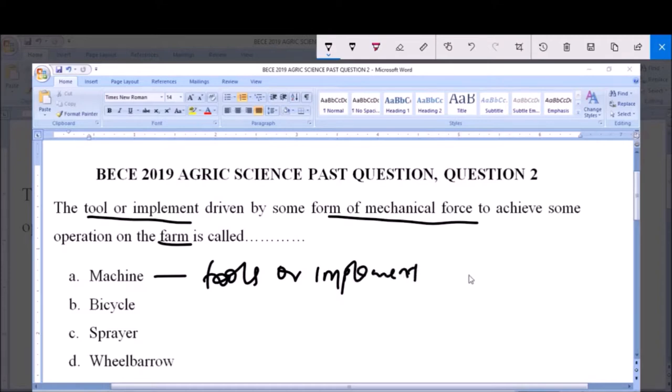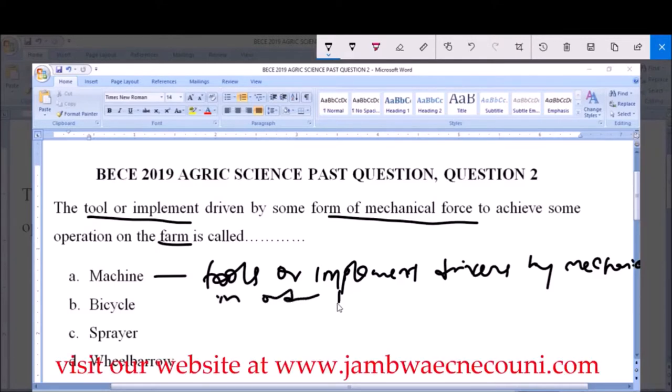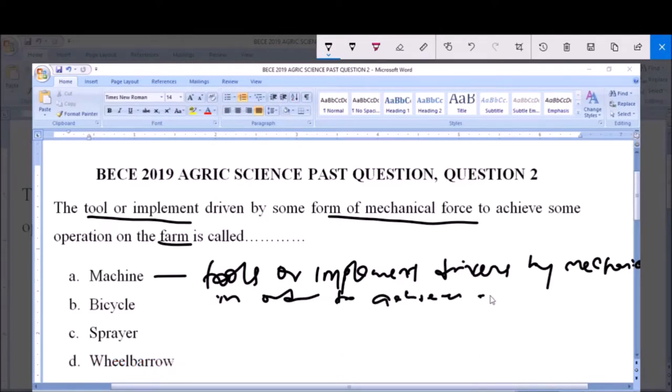These are tools or implements that are driven by mechanical force. When we say mechanical force, that is force of motion, in order to achieve basic operations in the farm. These operations include harvesting and planting. So all these tools and implements driven by mechanical force to achieve these basic operations in the farm are what we refer to as farm machines.